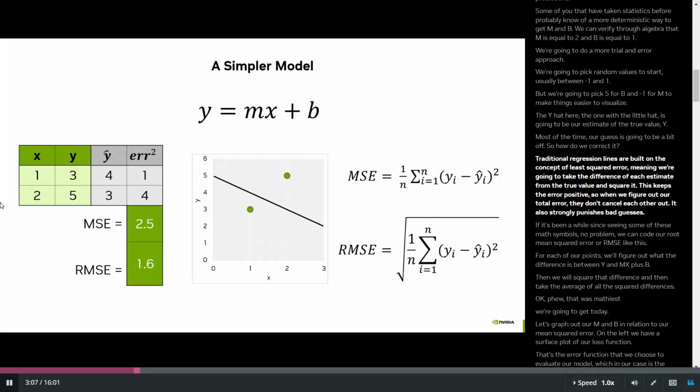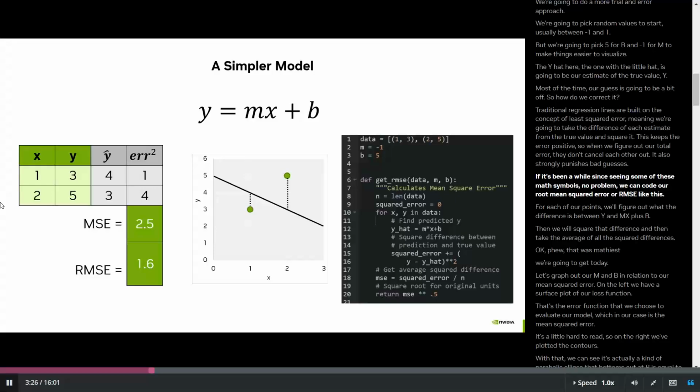Traditional regression lines are built on the concept of least squared error, meaning we're going to take the difference of each estimate from the true value and square it. This keeps the error positive, so when we figure out our total error, they don't cancel each other out. It also strongly punishes bad guesses.